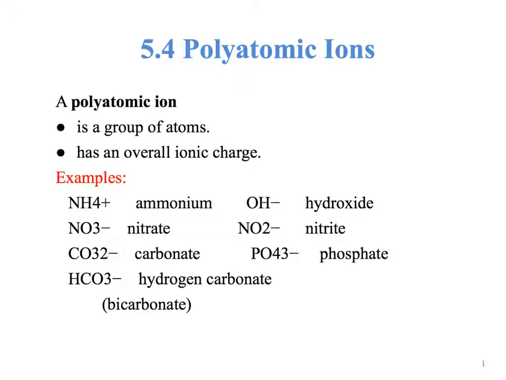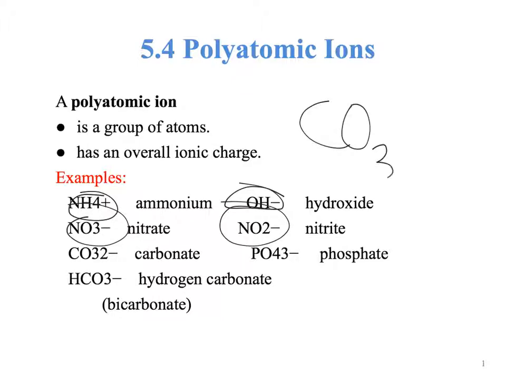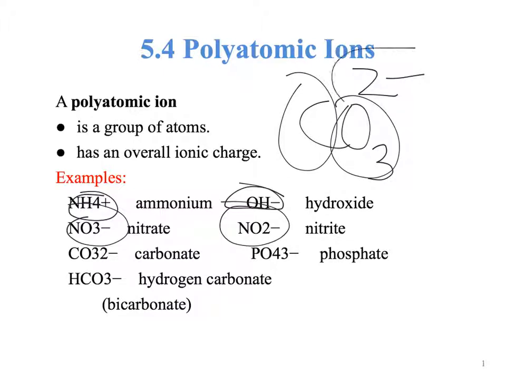The next thing we're going to learn is about polyatomic ions. A polyatomic ion is a group of atoms and they have an overall ionic charge. Examples of polyatomic ions are ammonium, hydroxide, nitrite, nitrate, and so on. Please notice that something like this, CO3 2-, is a combination of carbon, 3 oxygens, and the overall charge of this ion is -2.